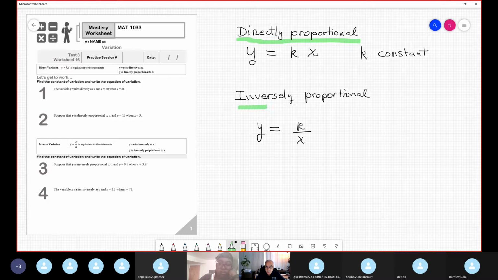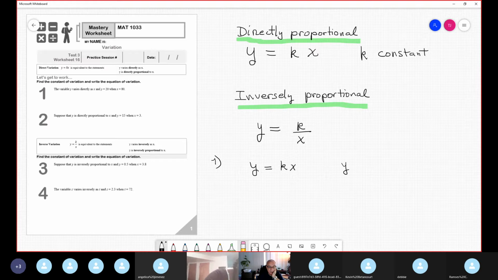Directly proportional, inversely proportional. Okay, let's do problem number one. Say the variable y varies directly as x. Okay, so y varies directly with x. We are doing number one. You don't know who is k, but one condition is given: if y is 20 when x is 80. Then the question says find the constant. So you need to find the k value.